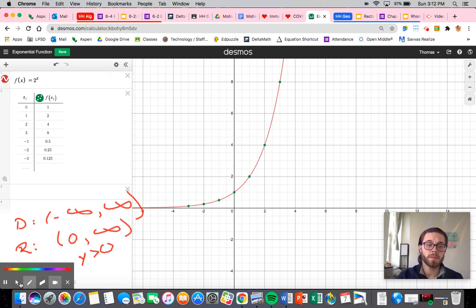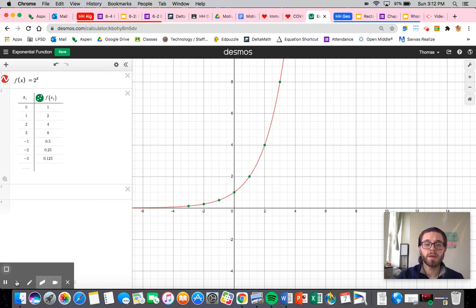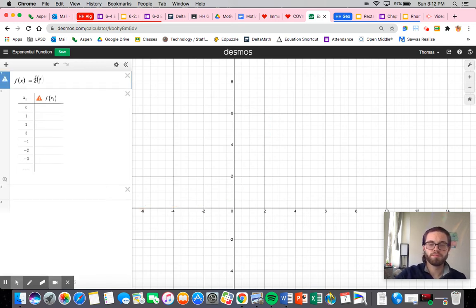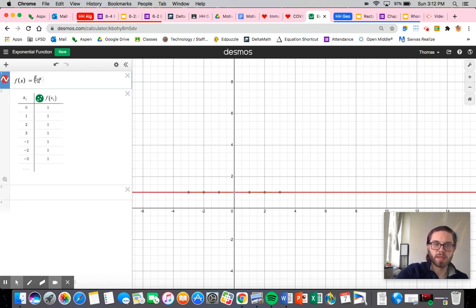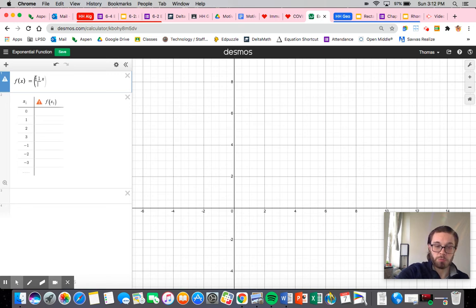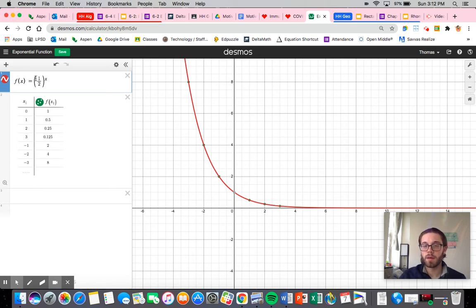The other thing I want to talk about is watch what happens if I turn this 2 and I change it. I make this a 1 over 2. Why not, right? Make it 1 over 2. And what do we notice? Well, before it was increasing, and now it's decreasing, right?